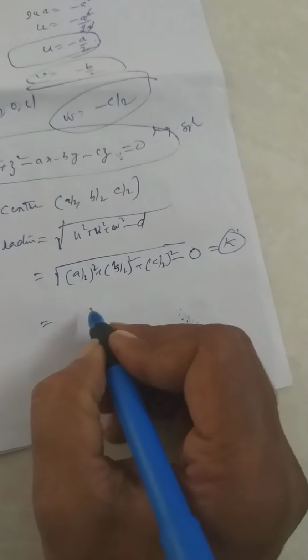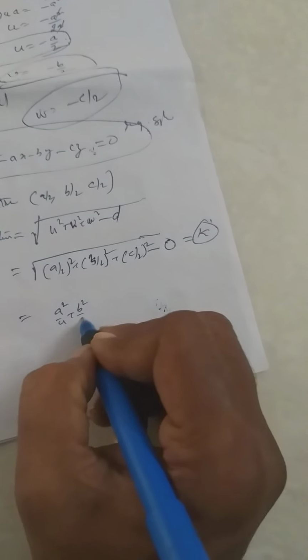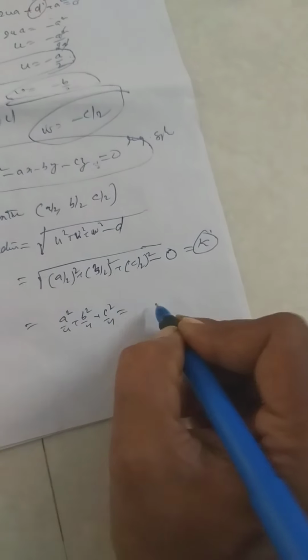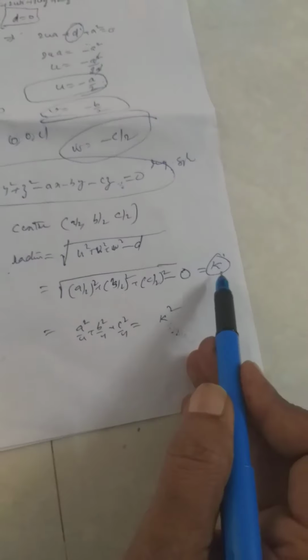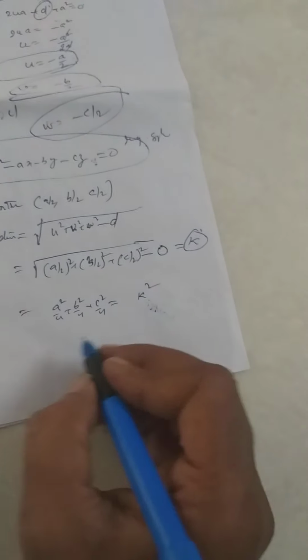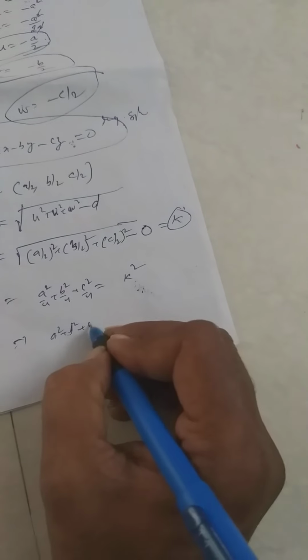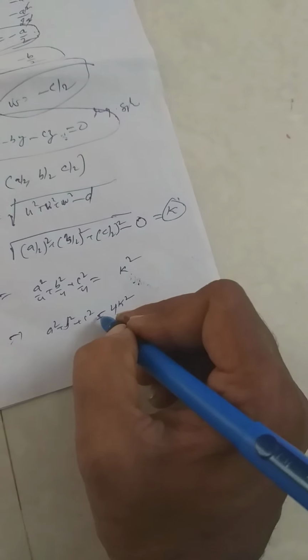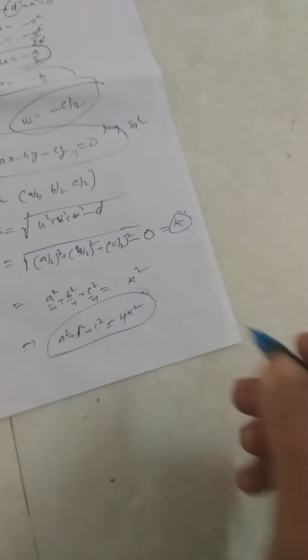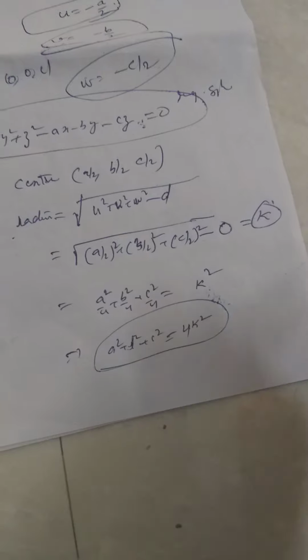If you simplify this equation, what will you get? Square root of a square by 4 plus b square by 4 plus c square by 4 is equal to k. Squaring on both sides, this root gets cancelled, and here you will get k square. That implies a square plus b square plus c square is equal to 4k square. You will get this by cross multiplication, right? Now we got a relation between a, b, c and k.